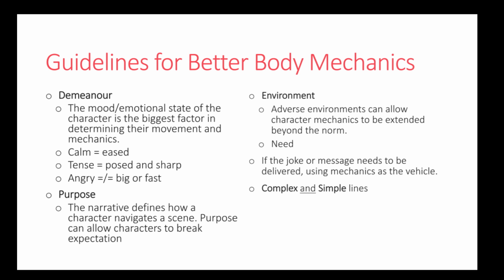So the next one is environment. I think this is a good example of what we call squash and stretch. You've probably done some squash and stretch stuff, but adverse environments allow mechanics to be extended beyond the norm. If we've got an environment that is extremely difficult for our characters to navigate, they can do things that just aren't possible. They're just not going to happen.